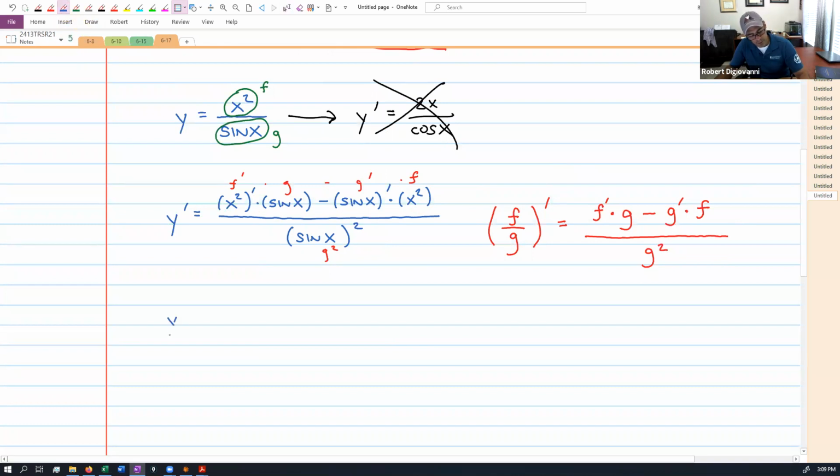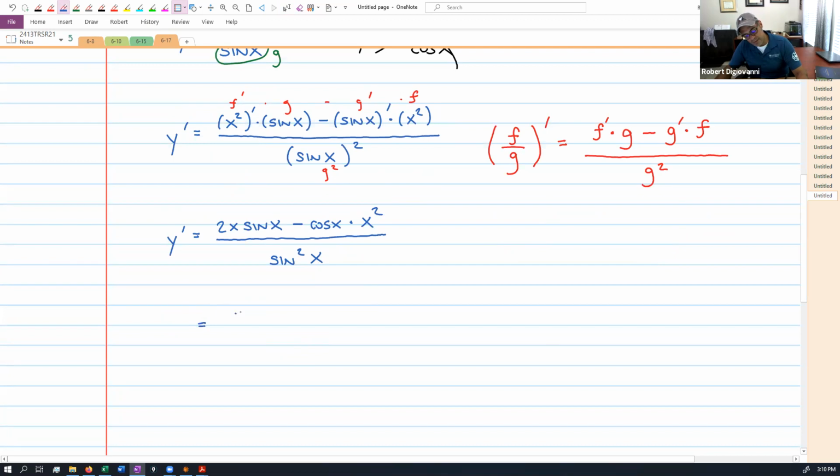So the derivative of this would be, okay, I need the derivative of x squared, which is 2x times sine x. And then I'm going to subtract from that the derivative of sine of x, which is cosine of x, times the x squared. And the whole thing divided by sine of x squared, which another way to write sine of x squared is to write sine squared x like this. That's the same thing as this. These two mean the exact same thing.